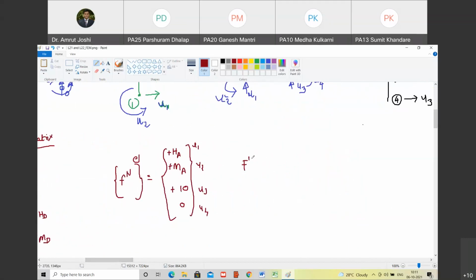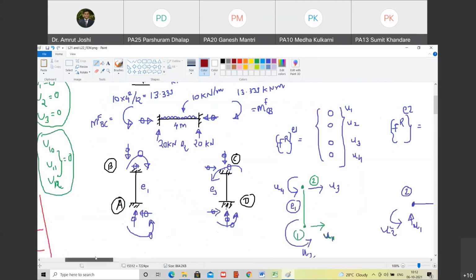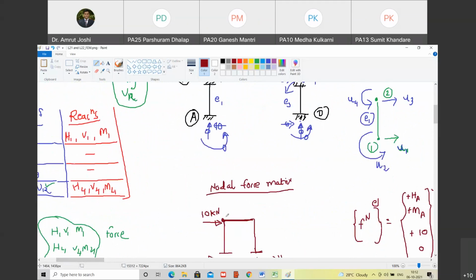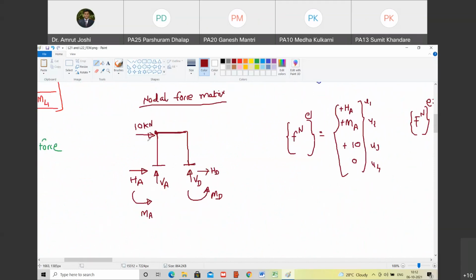Now let us write down Fn for element number 2. And here you are going to have U1, U2, U3, U4, but for element number 2. Happy? Chalo. Yes, sir. What is U1 here? Vertical translation. Is there any vertical force acting at this end? No. So therefore it is 0. What is U2? Moment, 0. What is U3? Vertical force at 3, 0. What is U4? Rotation. Rotation के corresponding moment, 0. Do you agree with me? In this structure you have to look at.